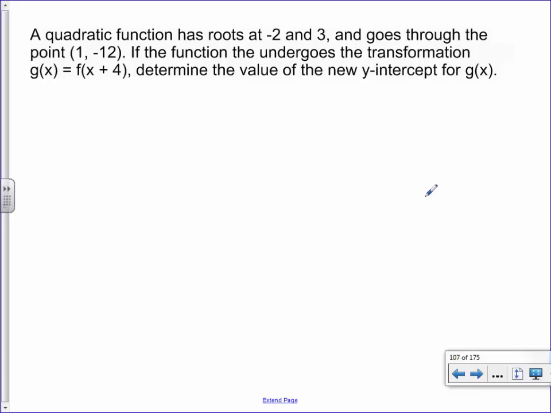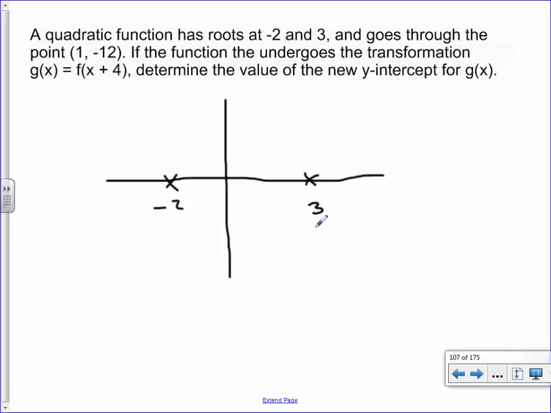I just want to stop there. If I were to graph the original information, what would it look like? A root at -2 and a root over here at 3. It's quadratic, so I know that it either does upside downiness or right side uppiness. I like making up words. I can actually figure this out by knowing where that other point is. That 1 minus 12 means that there's a point way down here at 1 minus 12.